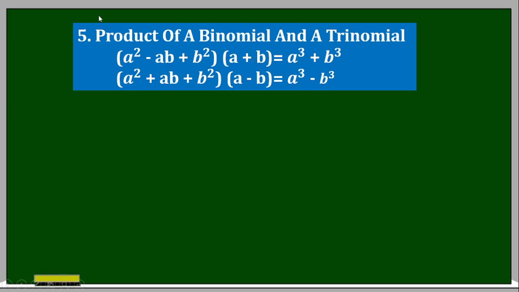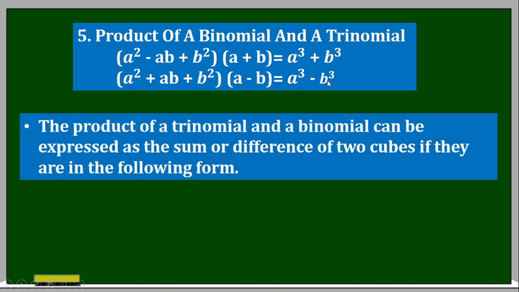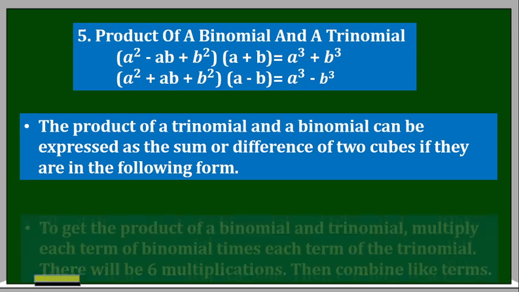Next, dito naman, quantity a squared plus ab plus b squared multiplied by a minus b is equal to a cubed minus b cubed. Dito kasi, yung kanyang operation symbol is a minus sign, so we have minus in between a cubed and b cubed. The product of a trinomial and a binomial can be expressed as the sum or difference of two cubes if they are in the following form.